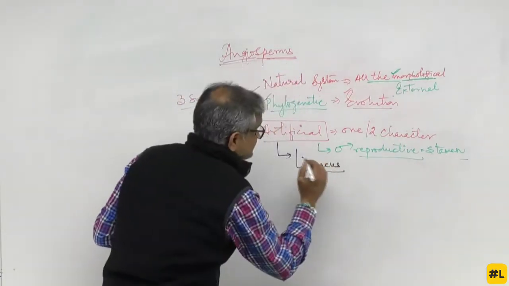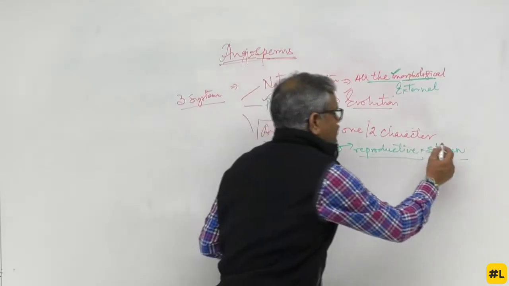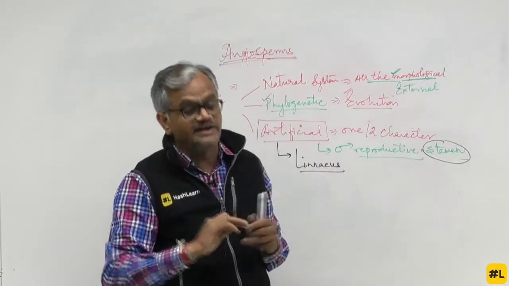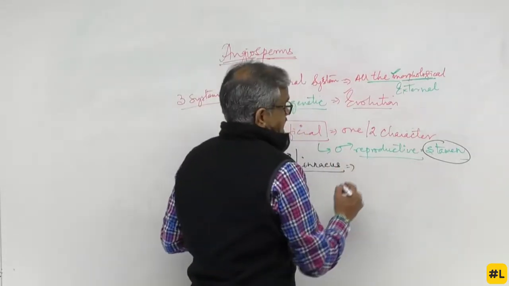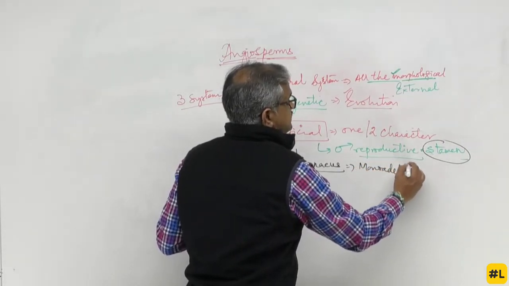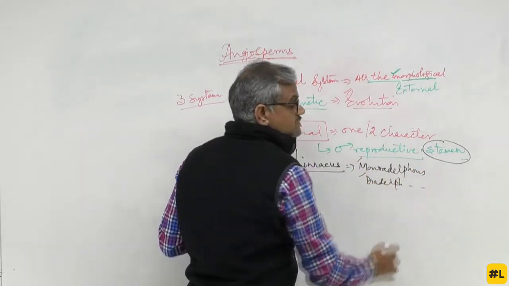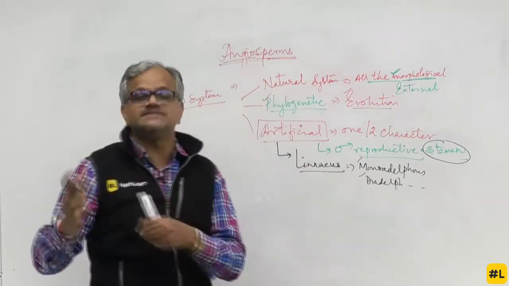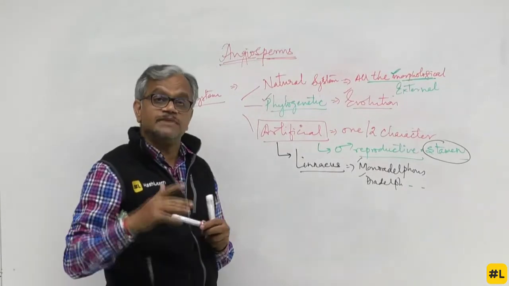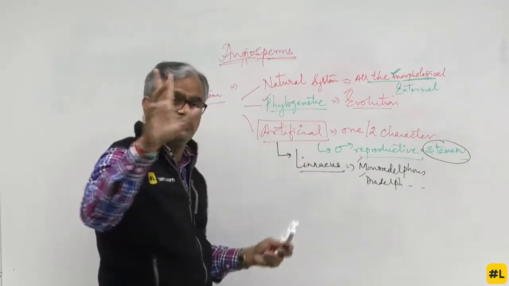Linnaeus is the propounder of the artificial system of classification, and it is Linnaeus only who gave this concept which I am talking to you about. He took the stamen into consideration and did the entire classification, and that is why he used the words monoadelphous, diadelphous, polyadelphous, syngenesious, synandrous, all these classes he gave, and all these terms have become a part of taxonomy now. Bentham's classification, right? Linnaeus, artificial, in which one or two characters, that's it.